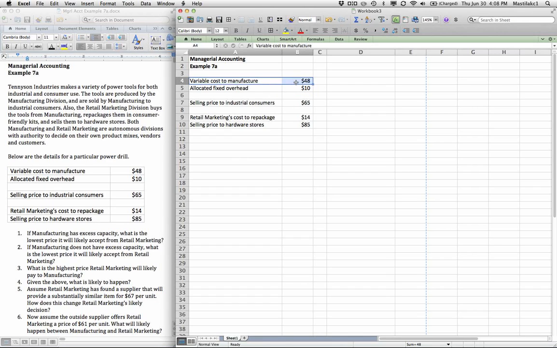So, if you're the manager of manufacturing and you are trying to sell these, now if you have excess capacity, what that means is that you're selling all you can sell at $65 to your industrial customers, and you still have more room in the factory and more materials available and more employees available to make more units if you want to. So if you're going to make these additional units for the retail marketing division, really all you're going to incur is the variable cost of $48.